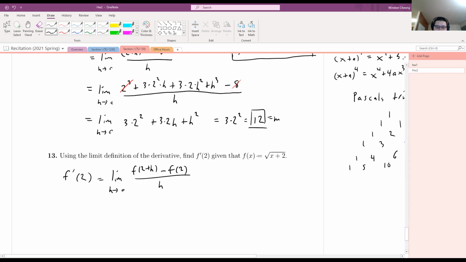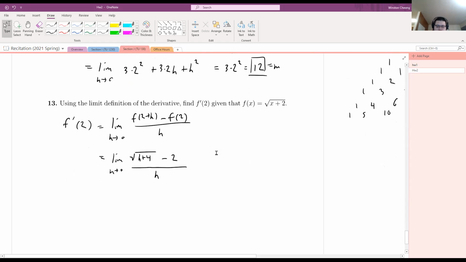Okay. Now we replace the f by what it's defined to be. So I'm plugging 2 plus h into this function, replacing this x by 2 plus h. We get square root of h plus 4. Okay. Next, I plug in 2 into this function. I get square root of 4, which is just 2. Okay, and this is all over h.